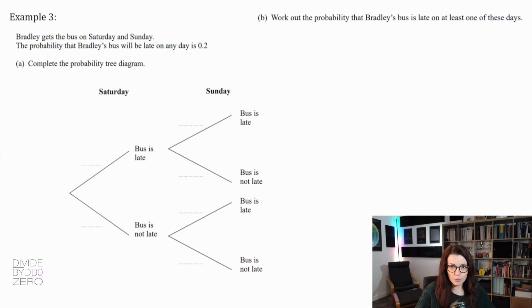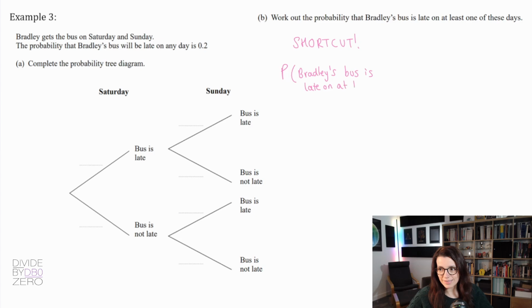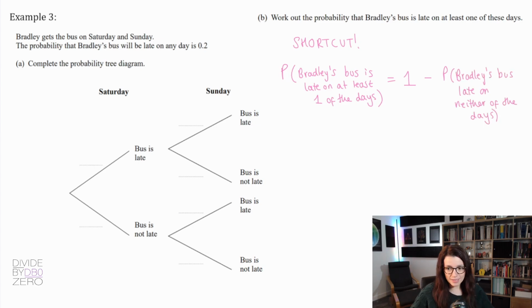Now that was quite a lot of work, so I'm going to show you the exact same question, but this time using a shortcut method, which you might want to try. The shortcut is, if you're looking for the probability that Bradley's bus is late on at least one of these days, what you can do is take one whole and then subtract the probability that Bradley's bus is late on neither of the days, because this is the only pathway that is not included in the probability that we want.